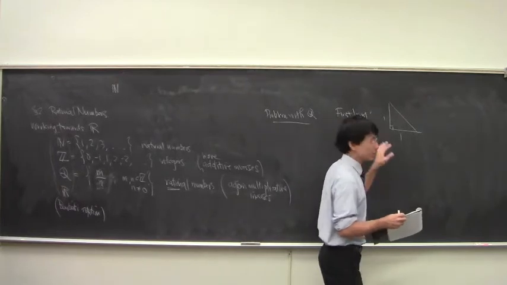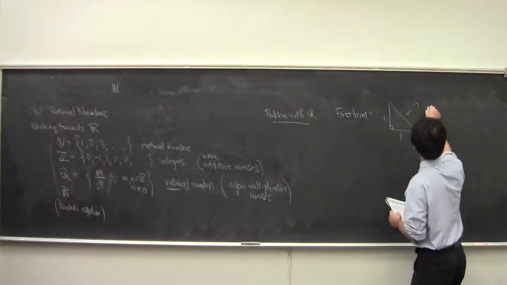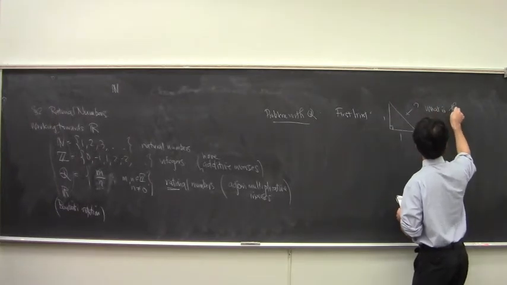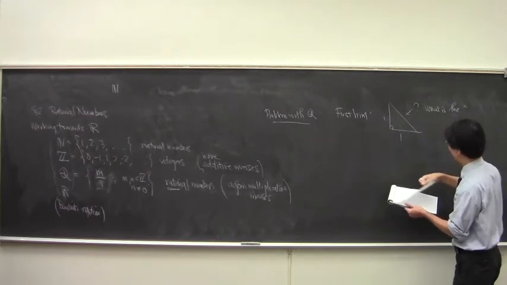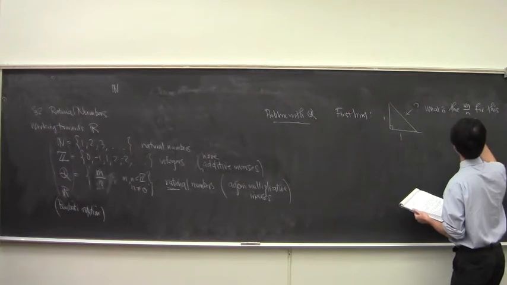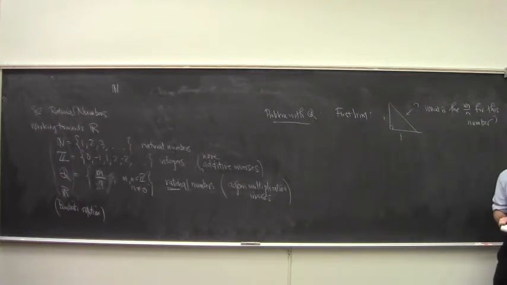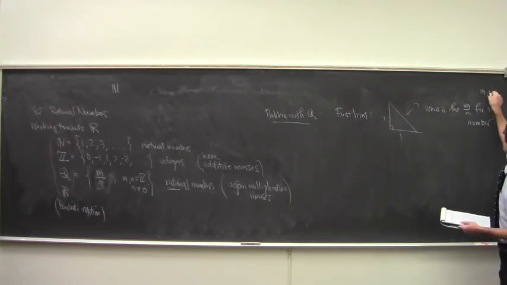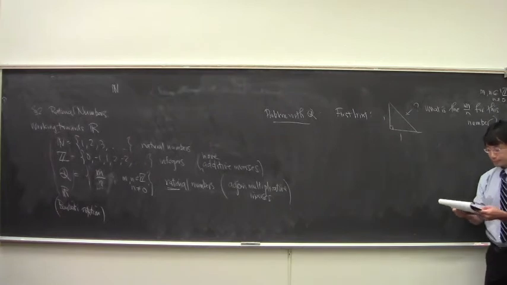Then comes this question: if everything is a rational number, what's this? What is the m over n for this number? What m over n expresses this length?